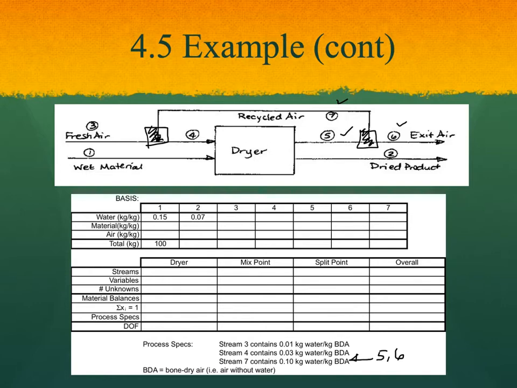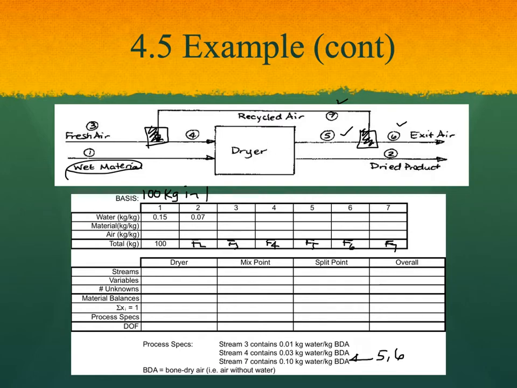So let's start filling in this table here. Now sadly, the only stream I know flow rate for is the wet material coming in. That was 100 kilograms, so I will choose that as my basis. 100 kilograms and 1 is going to be my basis. At this point, I don't know any of the others, so I could label them as F2, F3, F4, F5, F6, and F7. It's not very helpful, but I can certainly do that.